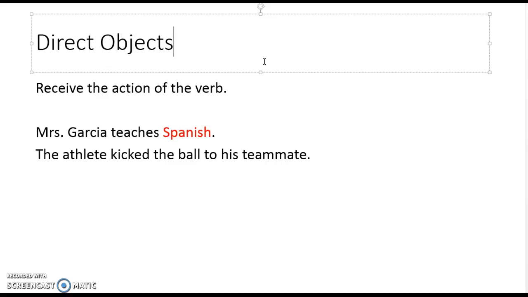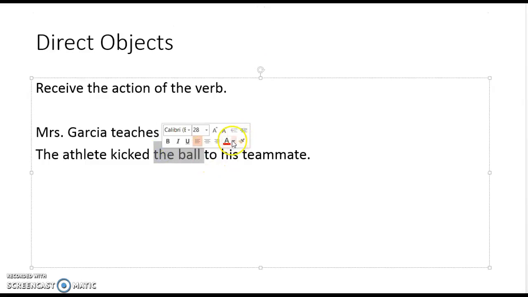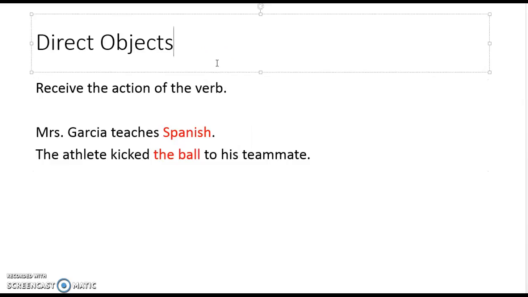In the sentence, the athlete kicked the ball to his teammate. The athlete is the subject. The athlete is the one who completes the action. The action or the verb is kicked. When we ask the question, what did the athlete kick? The answer is the ball. So the ball is going to be the direct object. To his teammate is a prepositional phrase. Okay, so that is how we find the direct object.